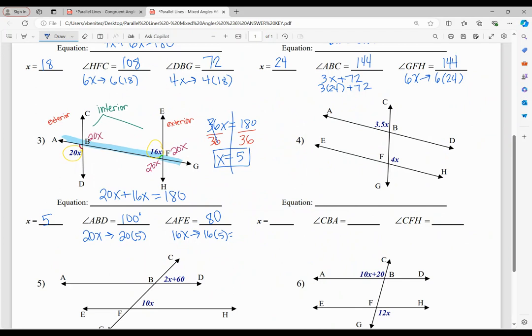So knowing how these angles relate, knowing if they are congruent or supplementary helps us, 1, set up the equation, and then 2, predetermine if these two angles are going to be the same or if they are going to add up to 180.